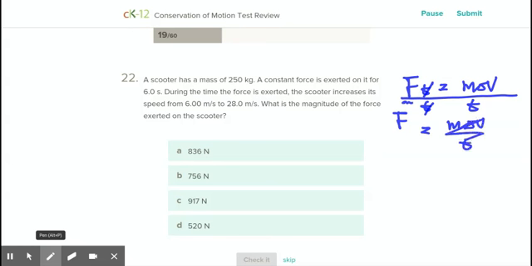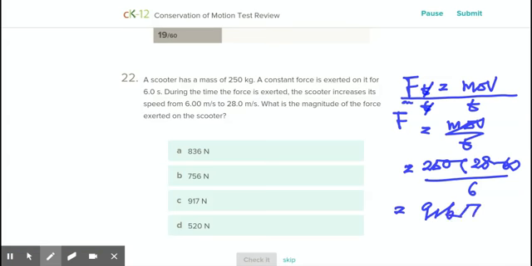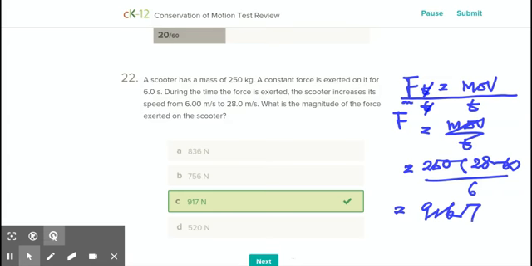All you have to do is plug in your numbers. It's 250 times 28 final velocity minus 6 initial velocity, divided by 6 seconds, and put it in your calculator, you get 916.7, which is 917. Okay. All right, next.